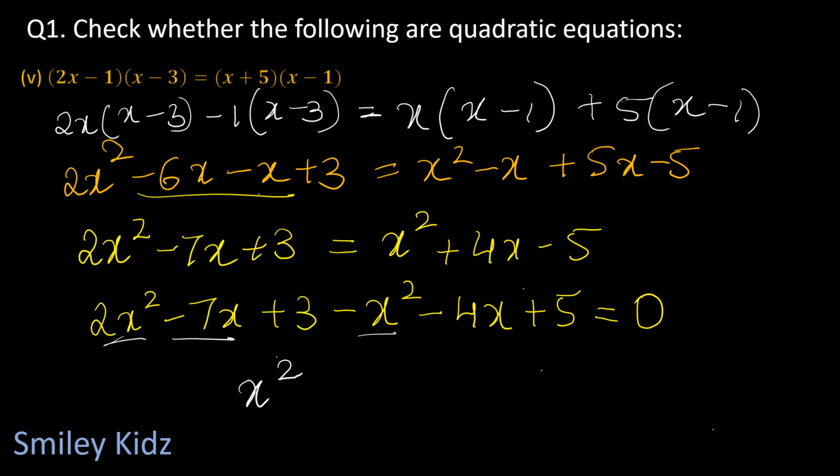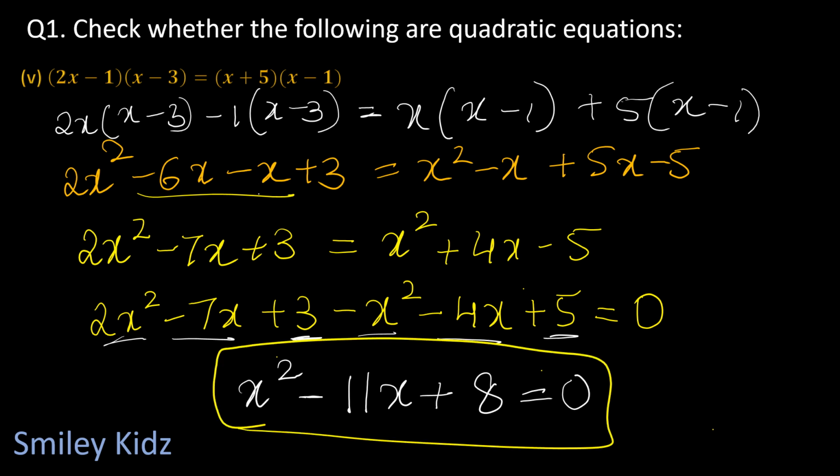Then I have minus 4x minus 7x, which is minus 11x, and 3 plus 5, which is 8. So it is x square minus 11x plus 8. Well, is this a quadratic equation? Yes, it is, because its highest power is 2, and hence the given equation is a quadratic equation.